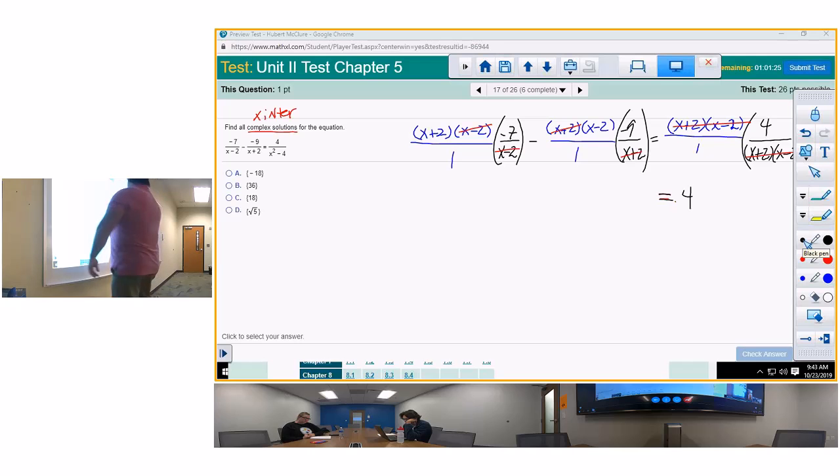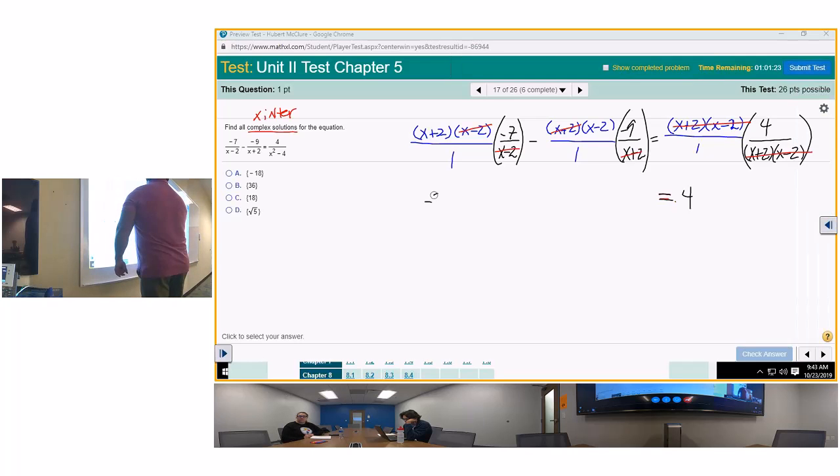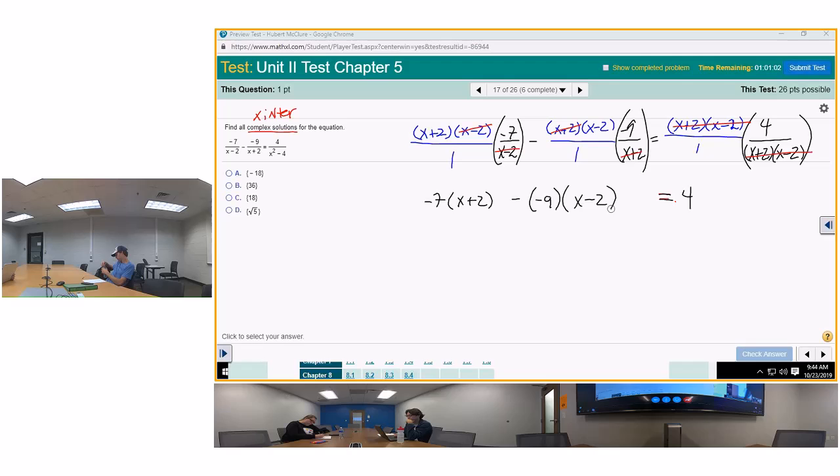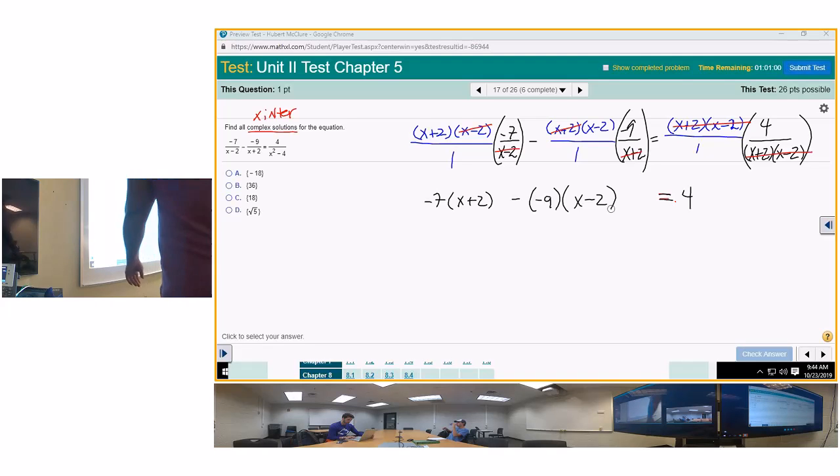Now what we have right here? Negative 7 times x plus 2. And negative 9, but negative 9 times what? X minus 2. No, you're not going to have a quadratic. I think it's just a regular line. Now be careful here, because that negative right there makes life miserable. So make sure you do it correctly.